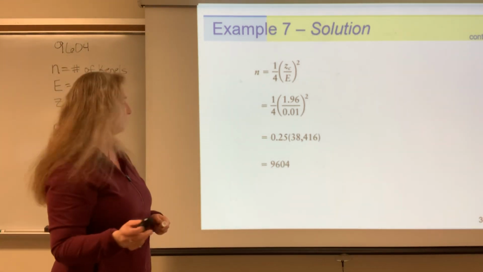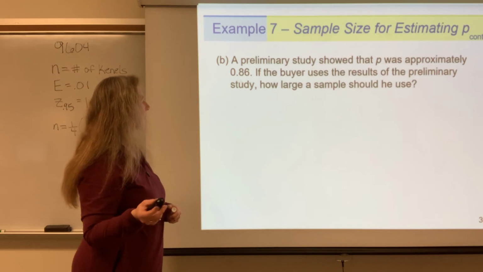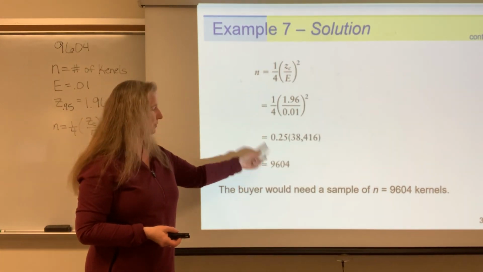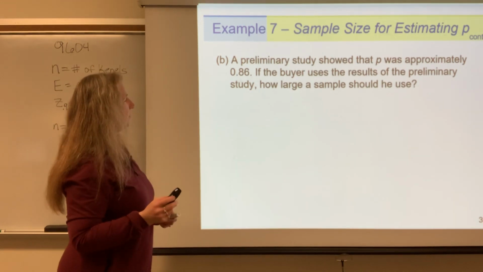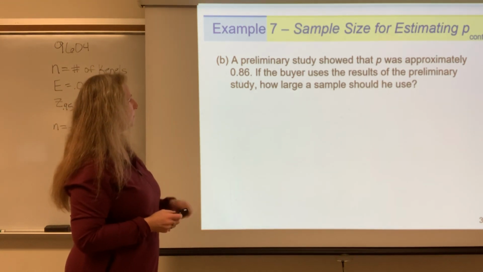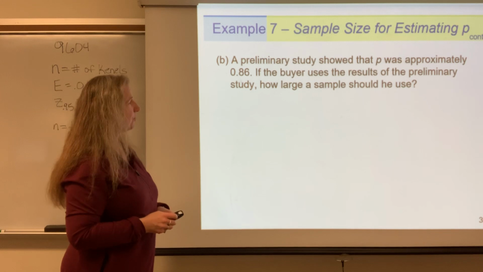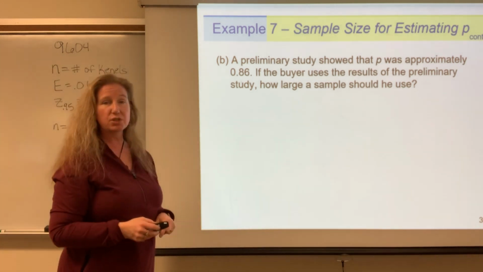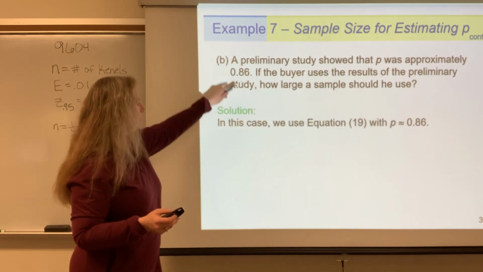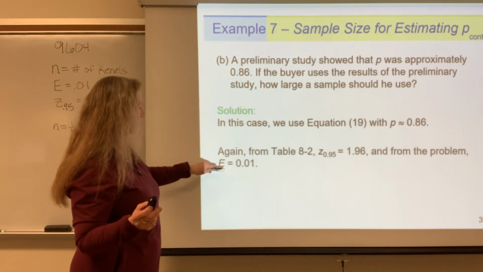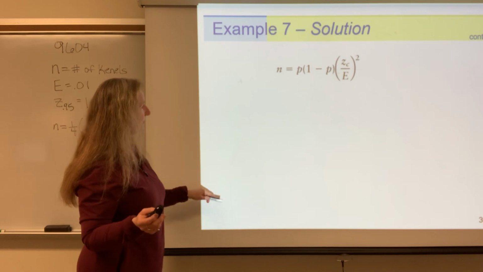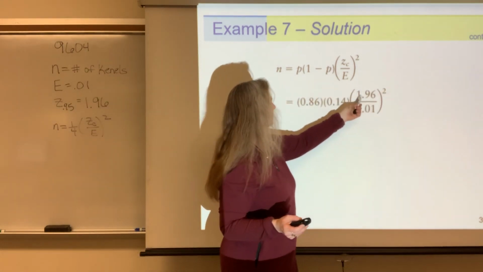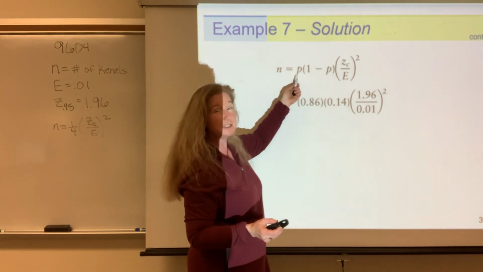Let's see what happens if I have a preliminary estimate. And by the way, you never round down on this. This is one of those never-round-down cases. So a preliminary study showed that p was approximately 0.86. If the buyer uses the results of the preliminary study, how large of a sample should he use? Again, we have a p, so we're going to use a slightly different formula. We have the same error and the same confidence, the same z sub c, but a different formula.